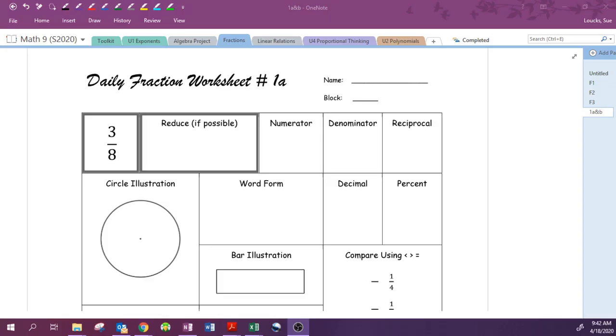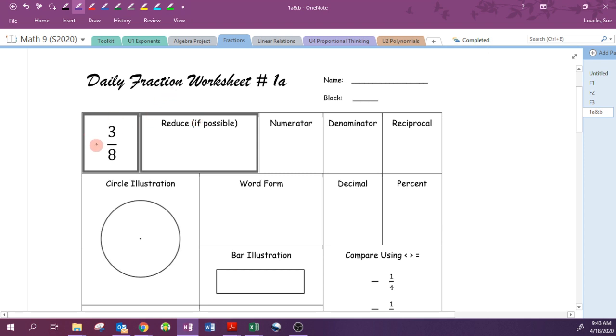Hi, we're going to do the daily fraction worksheet today. It starts off in the top left-hand corner, where there's the fraction that you're working with. That's your primary fraction. The first thing you're going to do is this outlined box here, to reduce if possible.